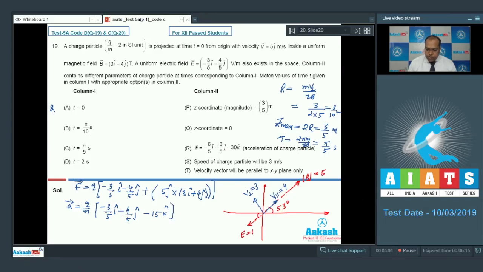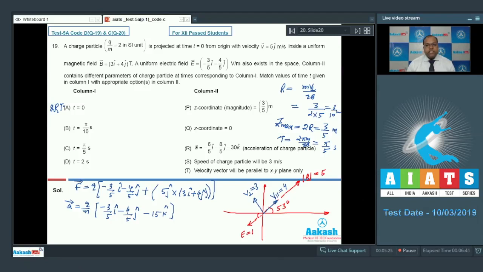The value of q by m is 2, so if I substitute the data and solve, then we will find the given acceleration at t equal to 0. So the correct matching will be R, and the speed of the charged particle at this moment is 5 meter per second, and the velocity vector is parallel to the xy plane. So the correct matching will be Q, R and T.